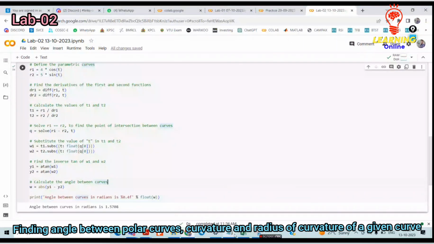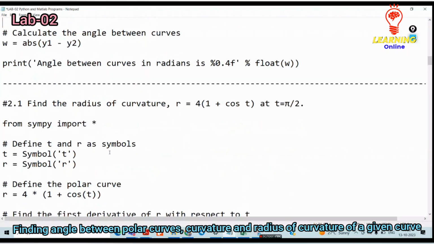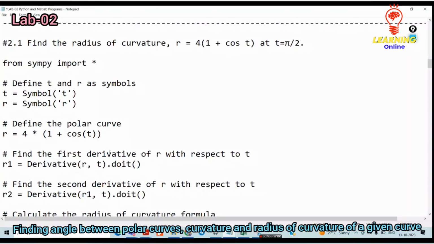Okay, thanks for your response. Second is what? Curvature. I need to find the curvature at a particular time t. For that, they will give only one curve: r is equal to 4 of 1 plus cos t, at t equal to pi by 2. This is my expression. For this, I need to find the radius of curvature. What do I need to define?